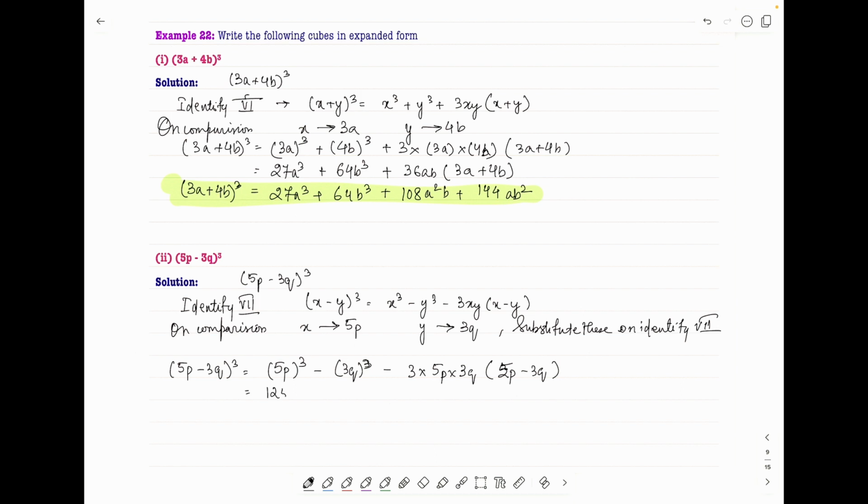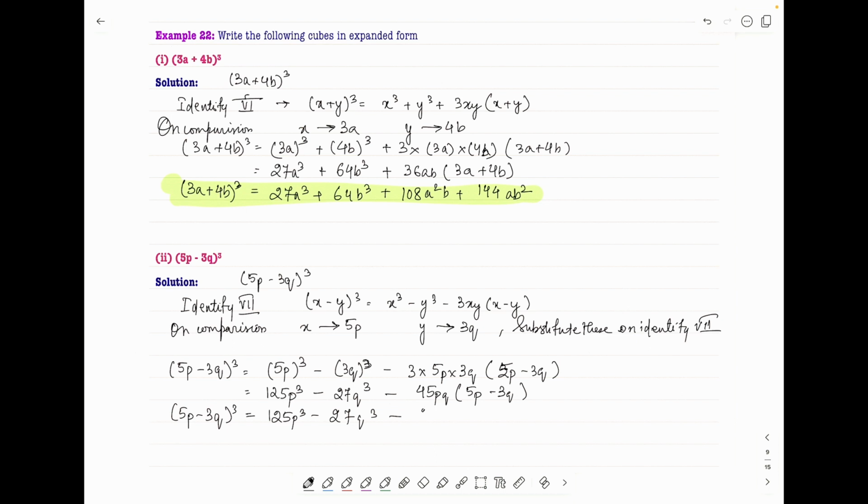Okay. So now 5p cube is what? 5 cube is 125, p cube is p cube. So 125 p cube minus 3 cube is 27, q cube is q cube. So 27 q cube. Now minus 3 into 5 is 15, 15 into 3 is 45, 45 p into 5p minus 3q. So we are getting 5p minus 3q whole cube equals 125 p cube minus 27 q cube.